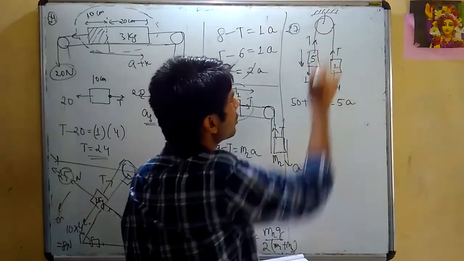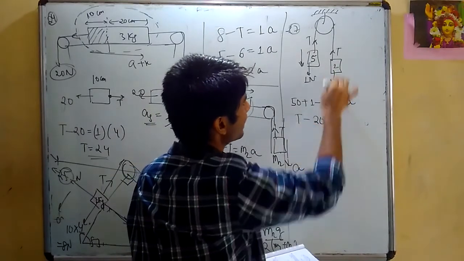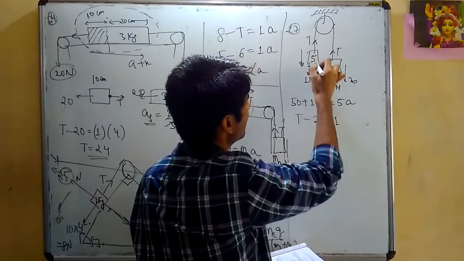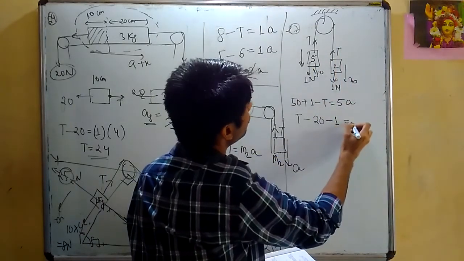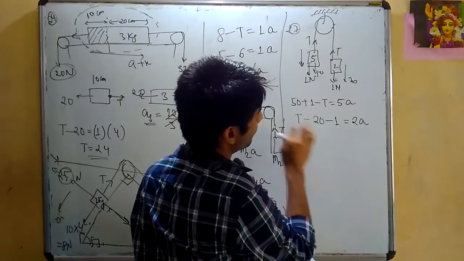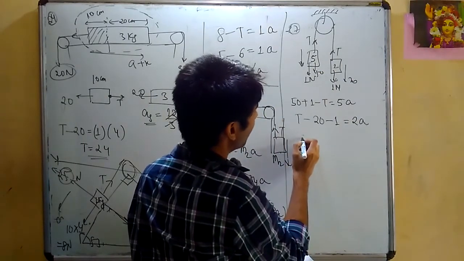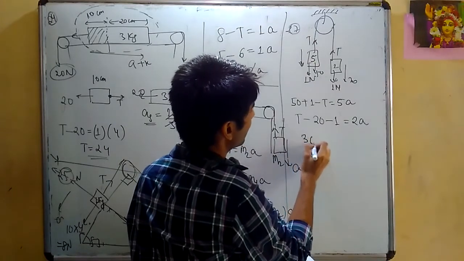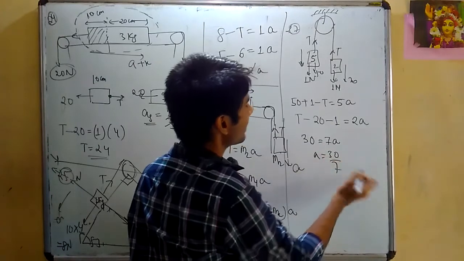This will go up. So what is the equation? T minus 20 minus 1. The weight acts downward, and the extra force also acts downward. Here the weight is 50. So T minus 1 minus 20 should be equal to mass into acceleration, right? I have to find the acceleration, so I can simply add these two. 51 minus 21, that is 30, should be equal to 7a. So my acceleration is 30 by 7. This is the answer.